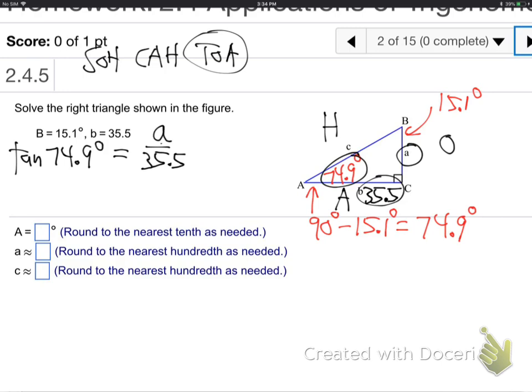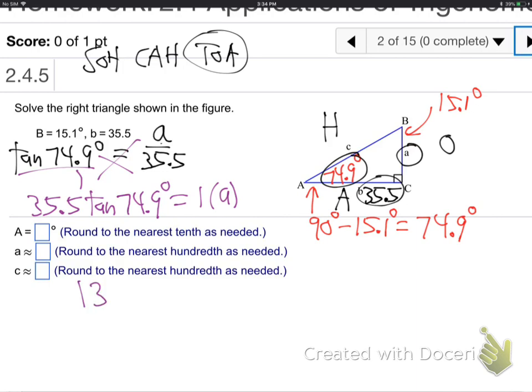So now I'm going to cross multiply to solve this. Put this over 1, diagonal, 35.5 tangent 74.9 degrees is 1 times little a. Hit the buttons on the calculator. 35.5 times tangent 74.9 equals, I'm getting 131.57 for little a. You don't have to divide it by tangent, like we did the other problem?